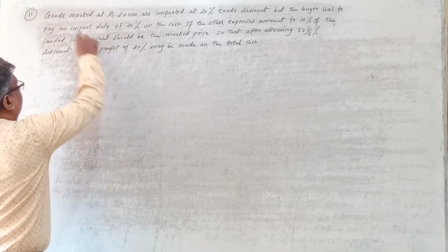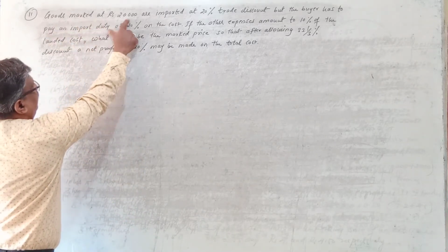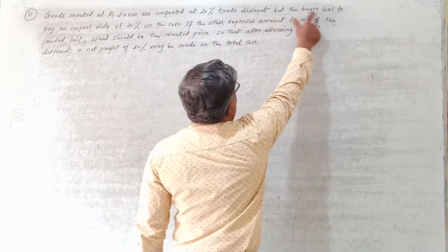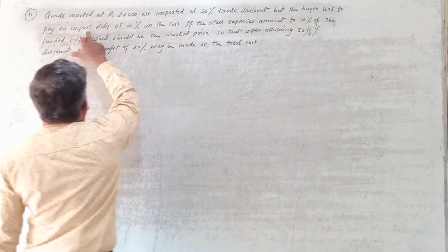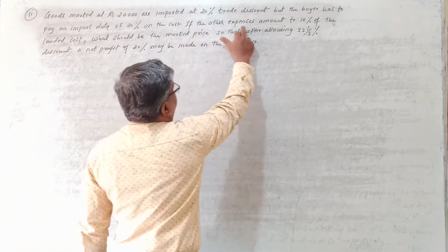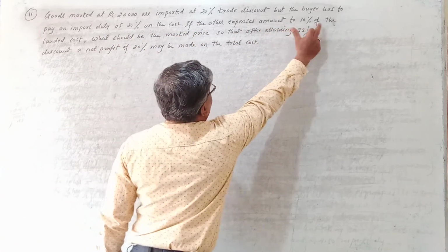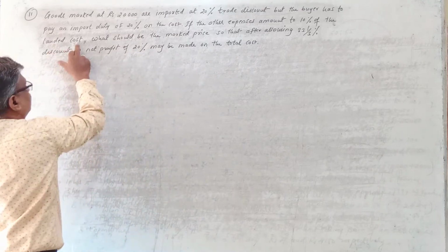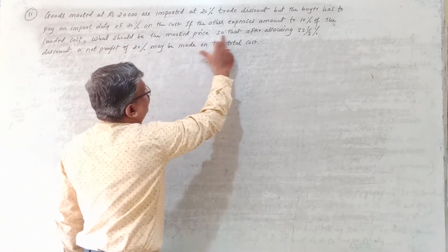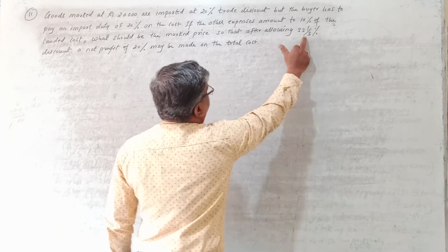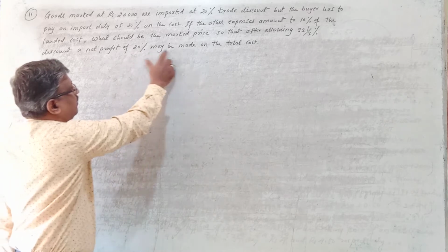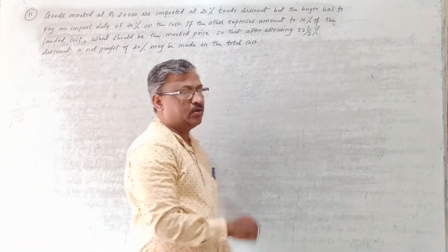The problem is: goods marked at rupees 20,000 are imported at 20% trade discount, but the buyer has to pay an import duty of 20% on the cost. If the other expenses amount to 10% of the landed cost, what should be the market price so that after allowing 33 and 1/3% discount, a net profit of 20% may be made on the total cost.